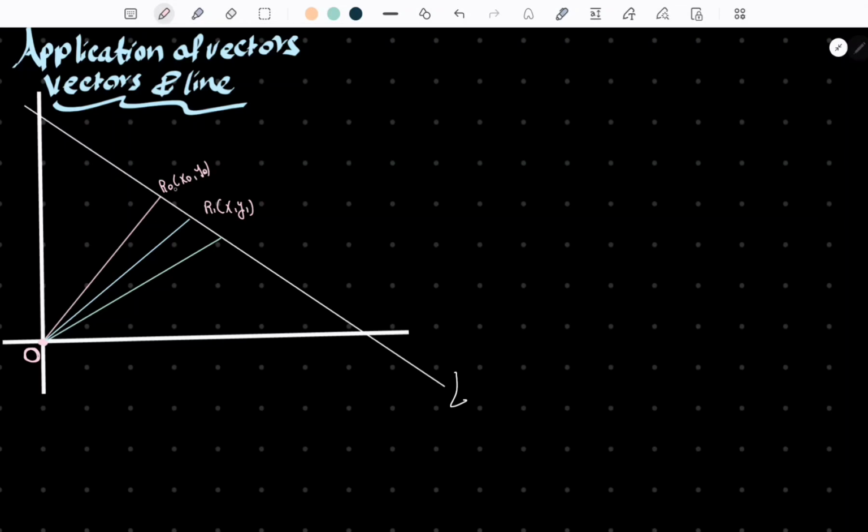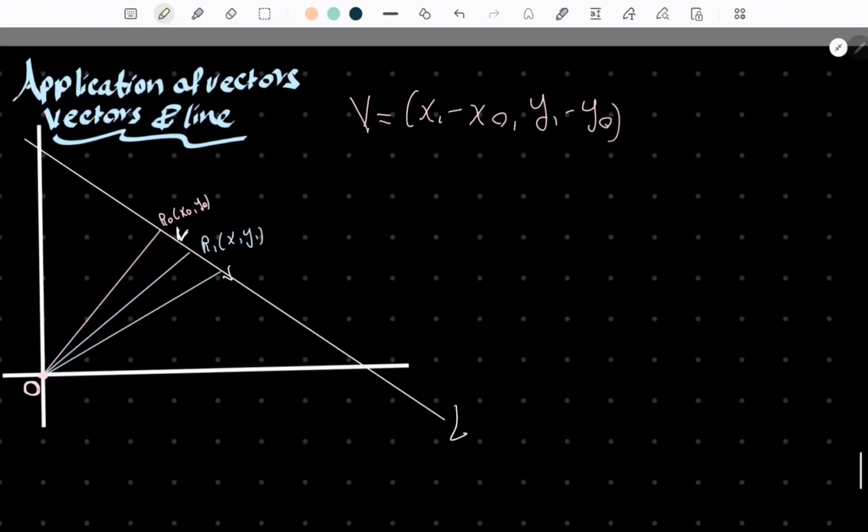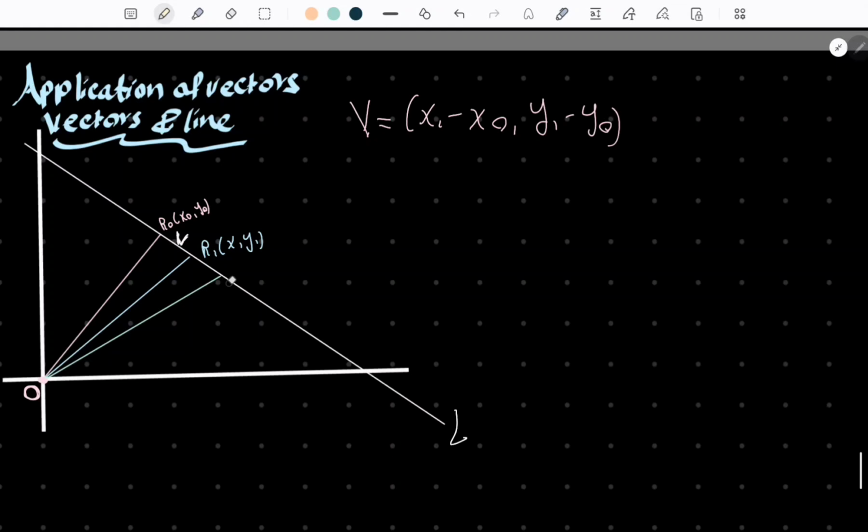And the vector that is formed from R naught to R1 will be V. So we can denote V as V equals, well, the coordinates will be X1 minus X naught and Y1 minus Y naught. So if we extend V to this direction, we will get a new point right here called just R. And R will contain the components X, Y.